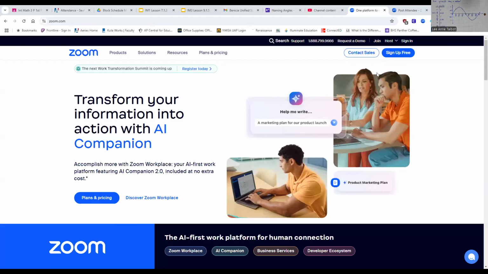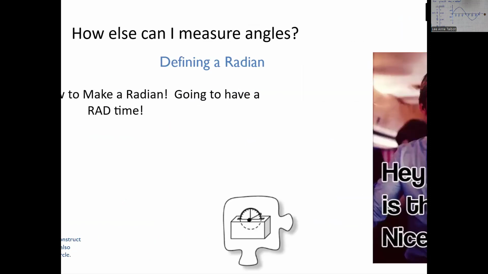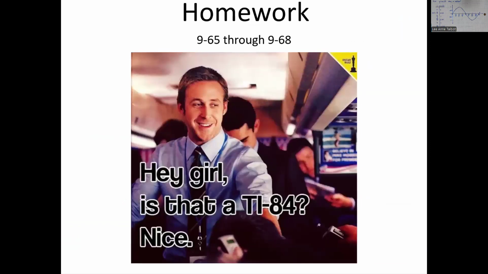Okay, first one is the agenda. We did 60 to 64, how to make a radian, and we're going to have a rad time. And homework tonight is 65 through 68.